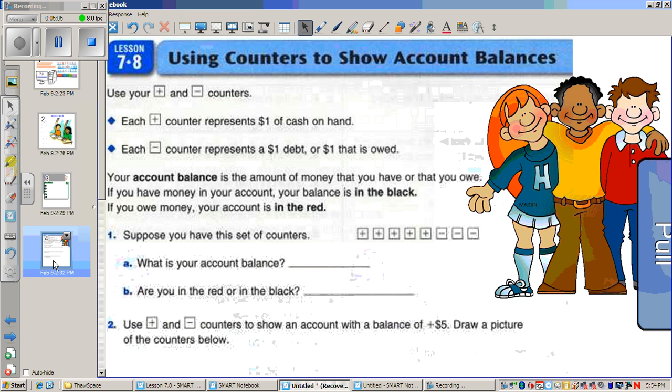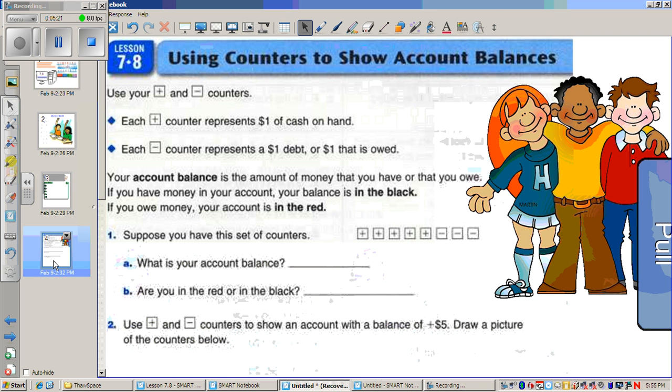In class, we'll use the red and yellow tokens, and that'll help you too. Your account balance is the amount of money that you have or that you owe. If you have money in your account, your balance is in the black. If you owe money, your account is in the red.